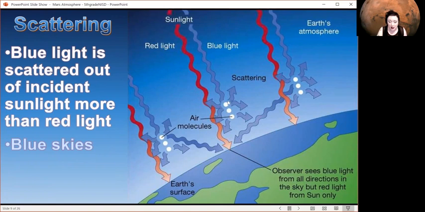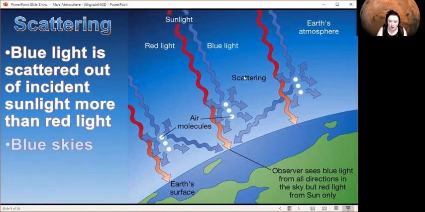What that means is that when you're looking up in the direction of the sun, don't look directly at the sun, what you're going to see is that the light that's coming down from the sun, some of it is being bounced off in all directions.